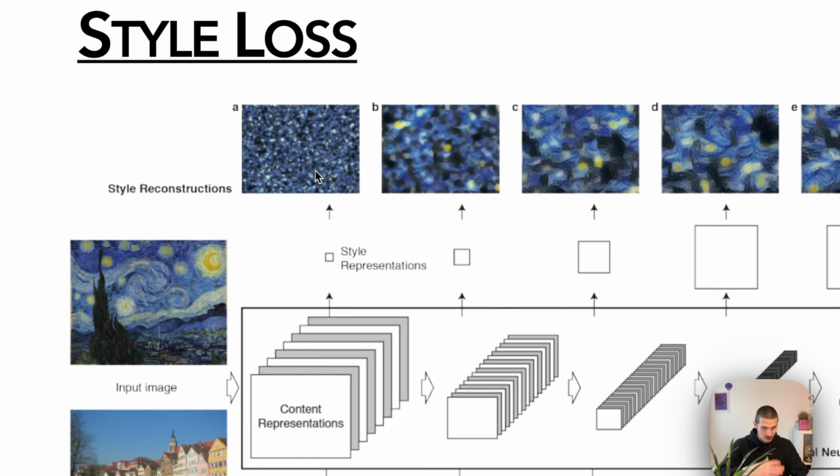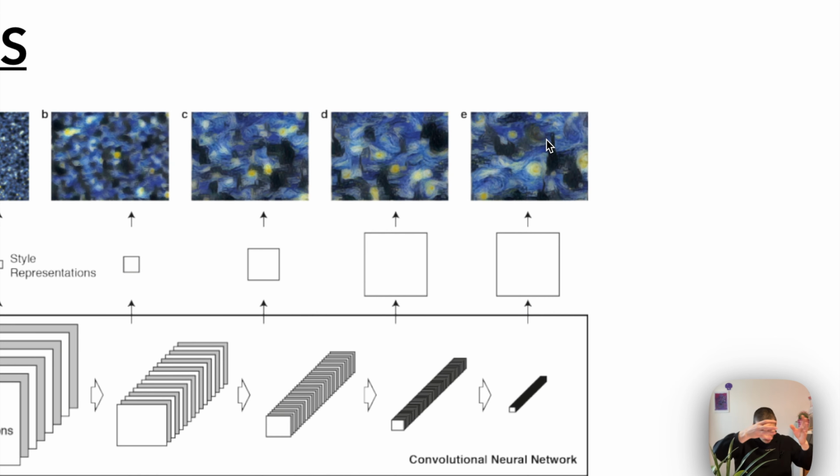And then for the style, we'll have the same thing. So the first layers will just represent overall texture, maybe color composition. And then as we move deeper and deeper, we'll have more complex patterns represented and the actual objects located in the image and so on.